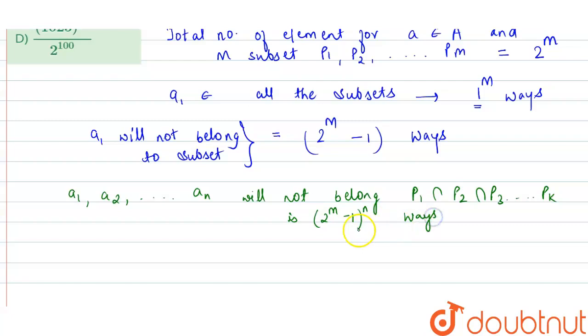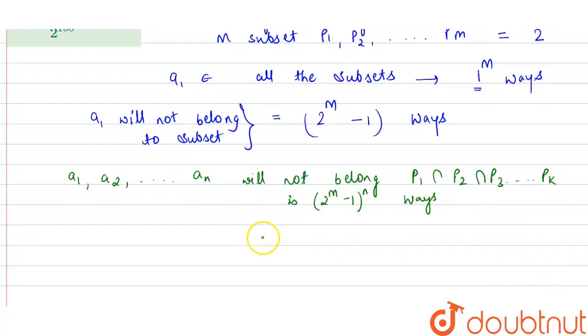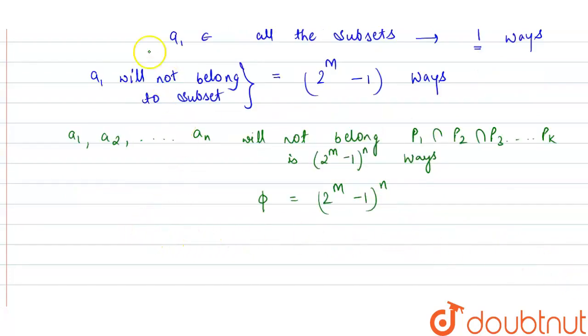Now, they have said that the number of ways in which P1 is a subset of P2 is 5. So here it will be 2 to the power M minus 1 to the power n, and we have to find the probability. So the probability will be the number of ways in which P1 is a subset of P2 and P2 is a subset of P3, that is 2 to the power M minus 1 to the power n, upon the total number of ways, that is 2 to the power M.